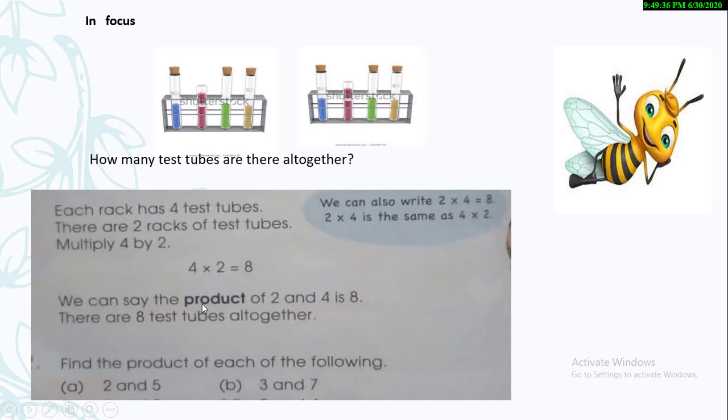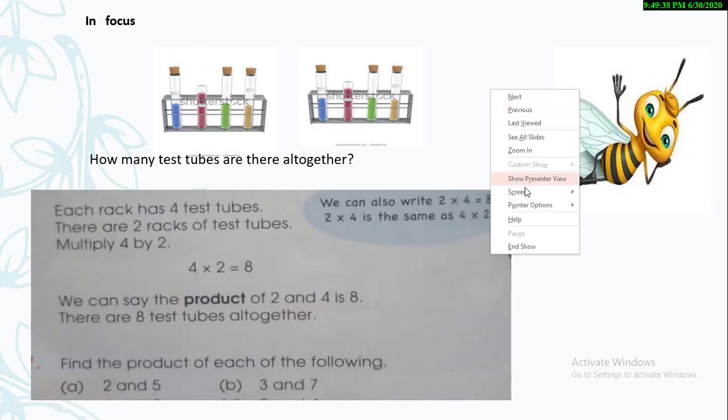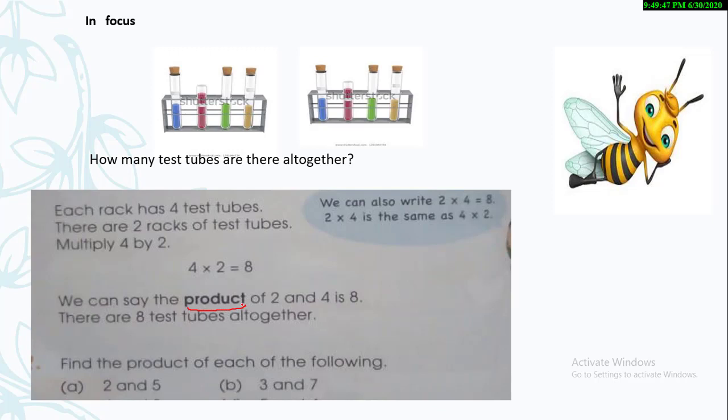Product is the word. Let me get my pen to just highlight the stuff for all of you. Yes, this word, product. Product is the word that is used for answers. Whenever you read this word, what is a product of 4 by 2? So you just know that the answer is called product. So this is the product of this question. Actually, the answer 8 is the product of the question. And you can simply mention that there are 8 test tubes altogether.